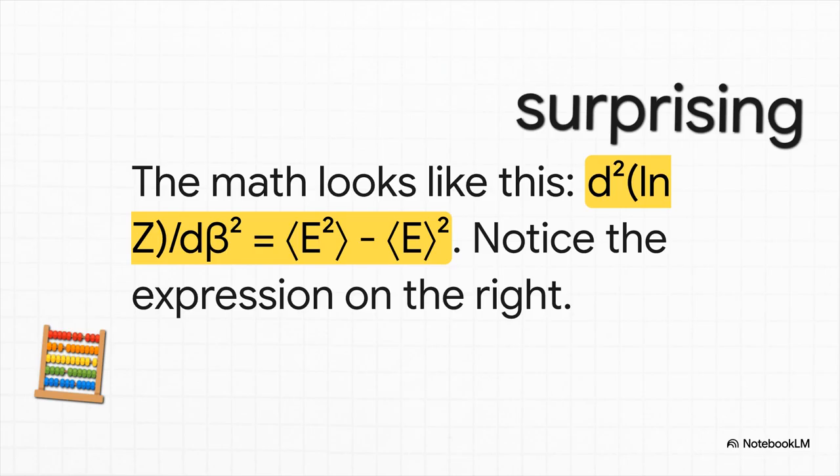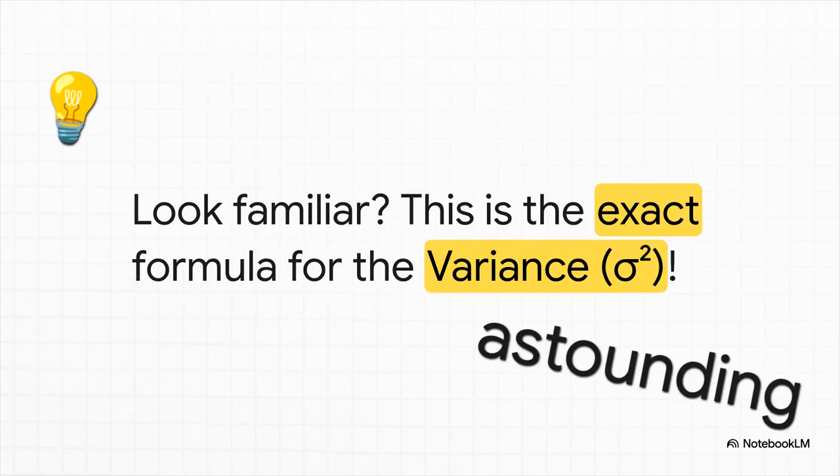Okay, so when you actually do the math, taking the second derivative of the natural log of Z, you get this expression on the right. It's the average of the energy squared minus the square of the average energy. Now take a close look at that formula. Does that look familiar? It should. That is the exact mathematical definition of variance we just saw.